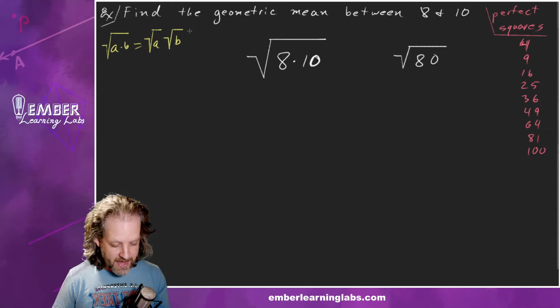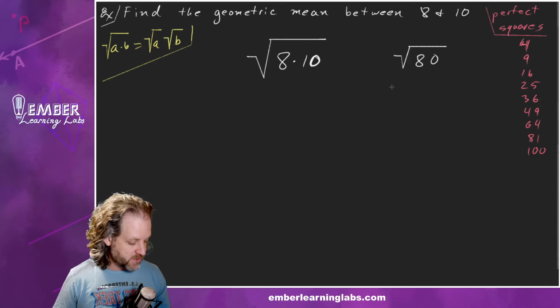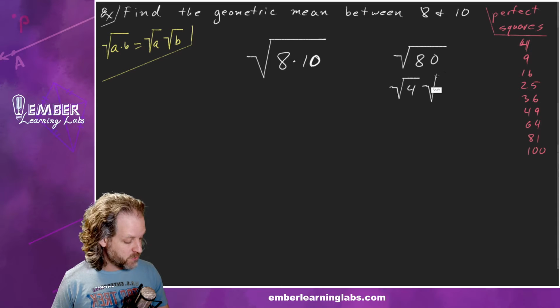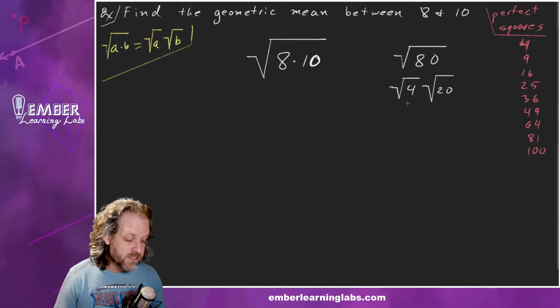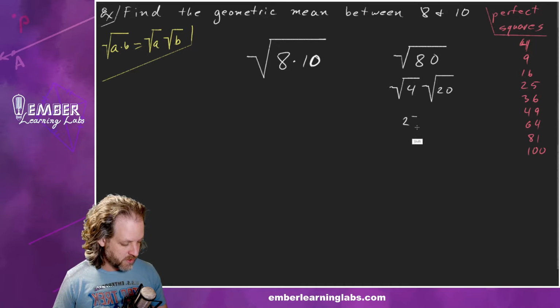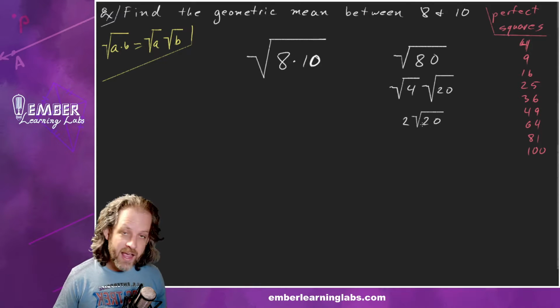So in relation to this, we can split the square root of 80 into the square root of 4 times the square root of 20, because 4 times 20 is 80, right? What is the square root of 4? Well, the square root of 4 is 2, so we can write this as 2 times the square root of 20. Now, we want to make sure this is reduced all the way.